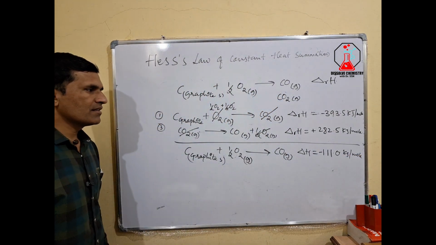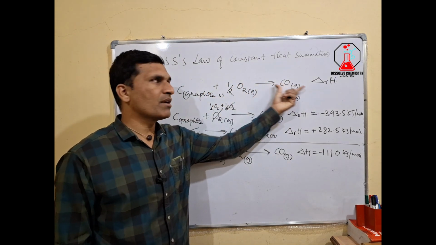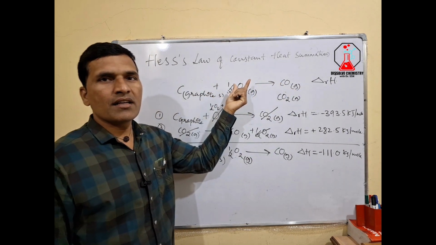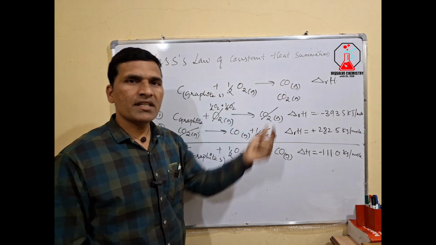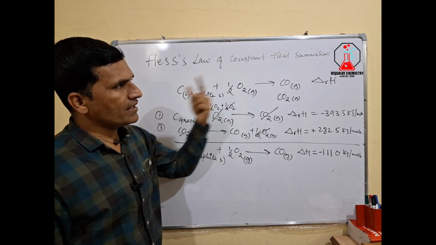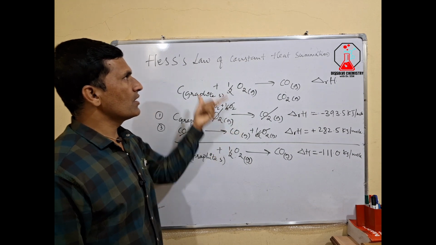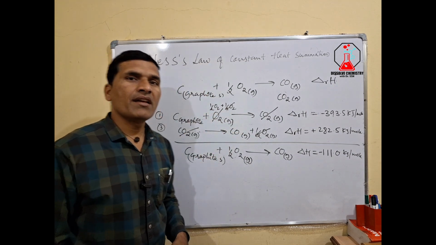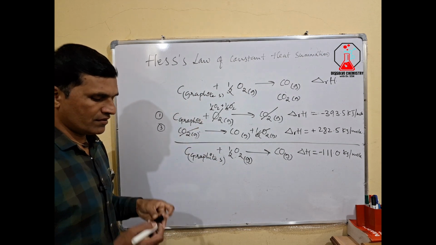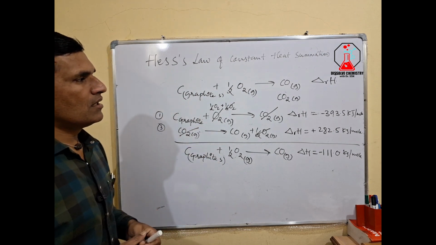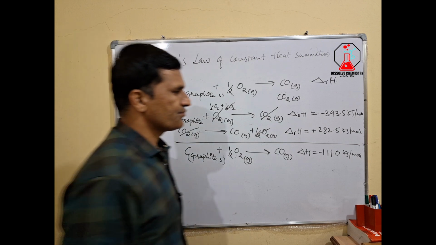What does it indicate? We could not get this directly by experiment, by passing controlled oxygen to form carbon monoxide, because it is difficult. So to get its enthalpy of reaction, we can go this way. This is the main importance of Hess's law. Please make note of this. Then we will generalize this. I hope you have understood this.